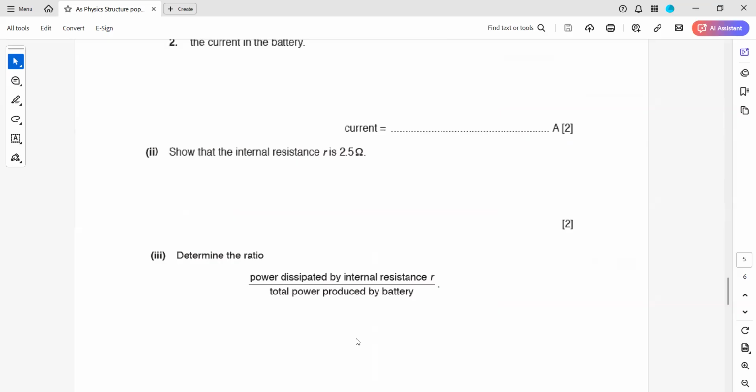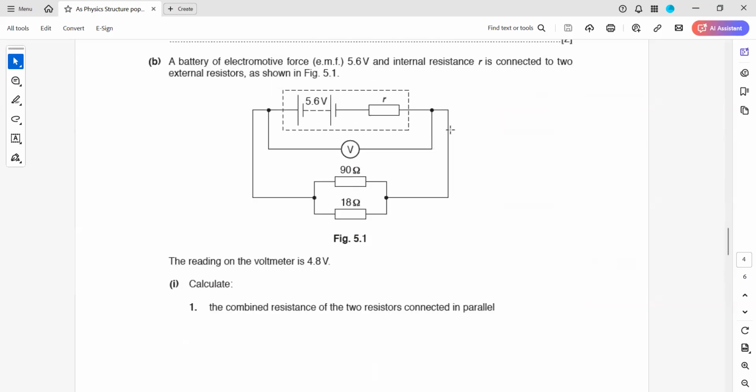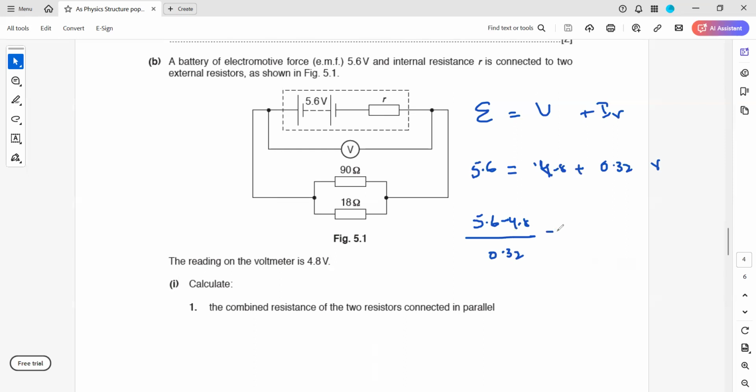If you use the formula EMF is V plus IR, you will get the same result. EMF is 5.6, V is 4.8, I is the current which is 0.32, and R. When you do 5.6 minus 4.8 divided by 0.32, you will get the same answer as what I got, because I just directly use the voltage here by subtracting. You can use a formula and show that. Same result, it will not make a difference.